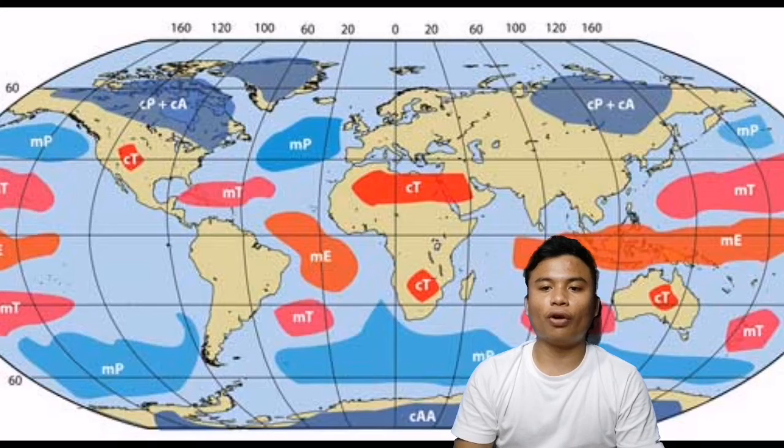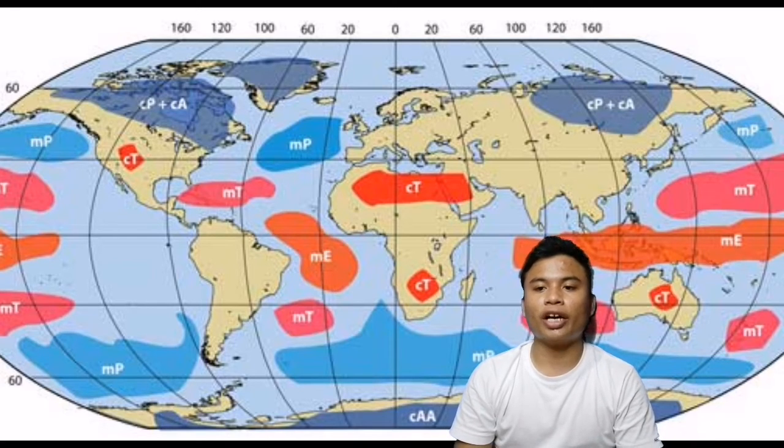They are grouped into 4 categories based on their source region. The CP, or the continental polar, which is cold, dry air mass. The MP, or the maritime polar, which is cold, moist air mass. Next is the CT, which is the continental tropical, which is warm, dry air masses. Next is the MT, which is maritime tropical, which is warm, moist air mass. And lastly, the CA, which is extreme cold, moist air mass.